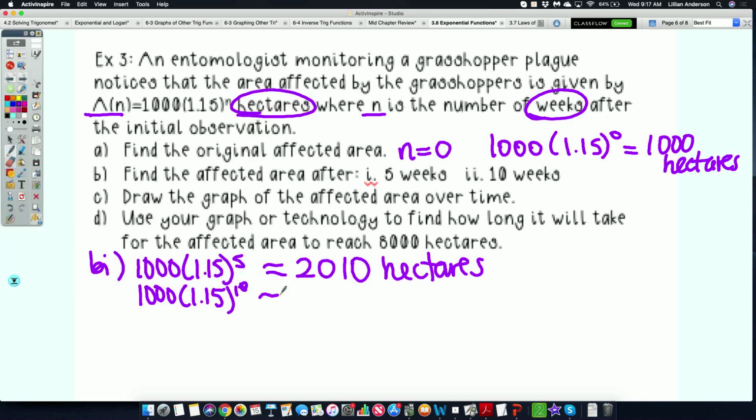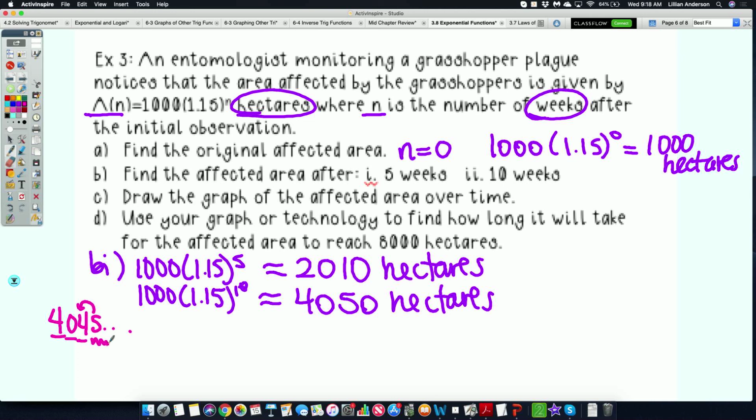4, 0, 5, 0. So let's take a look at that just real quick. You go 4, 0, 4, 5, dot, dot, dot. That's 1, 2, 3. The 5 causes you to round up the 4, but you need a placeholder for that 5.